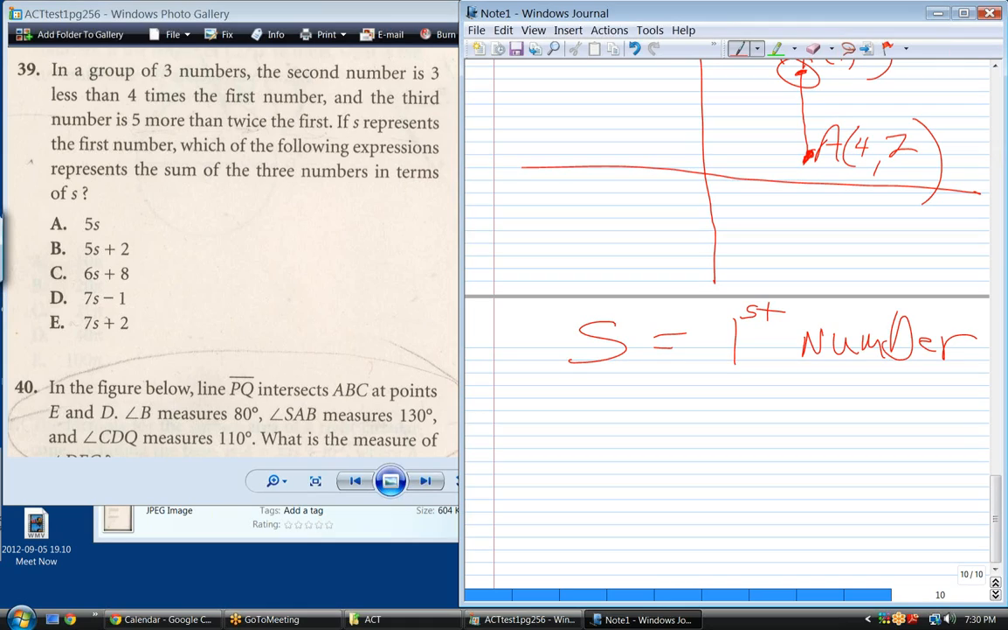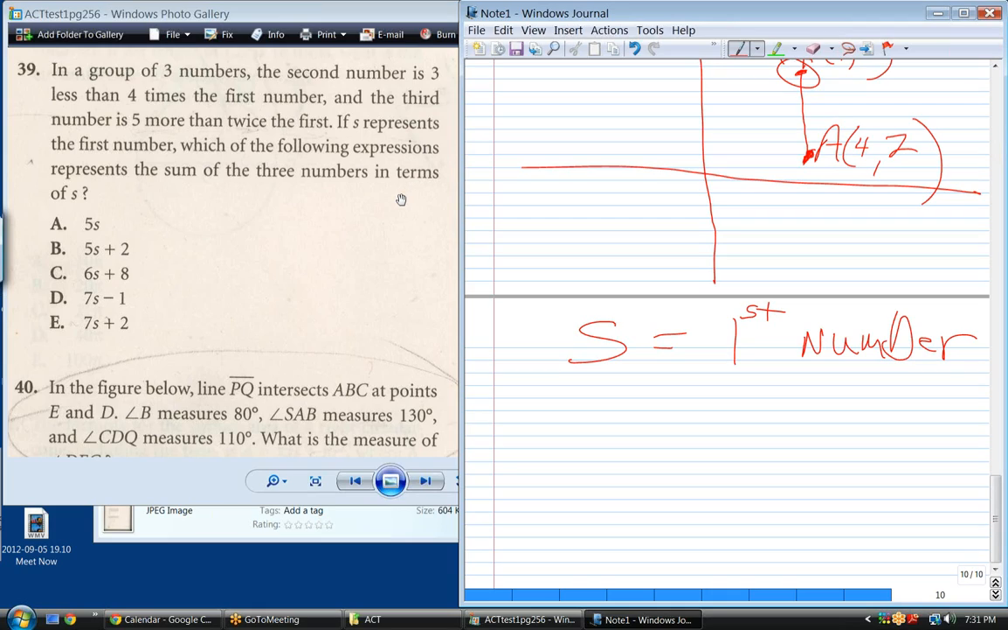Okay, whenever you're solving a word problem, and this is a word problem, the most important thing to do is always start off defining your variable and what it means. Just remember that. Whenever you run into a word problem, start off by defining your variable and say what it means. Well, they've done that for you in the last sentence already. They've said S represents the first number. So they want to know what represents the sum of the three numbers in terms of S.